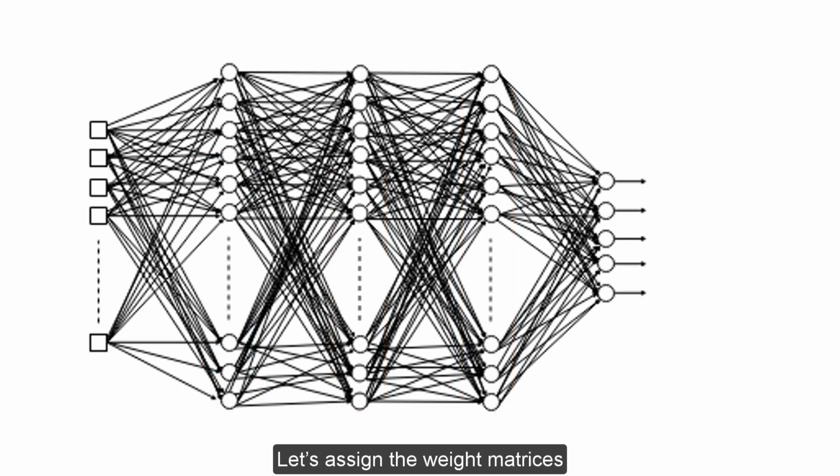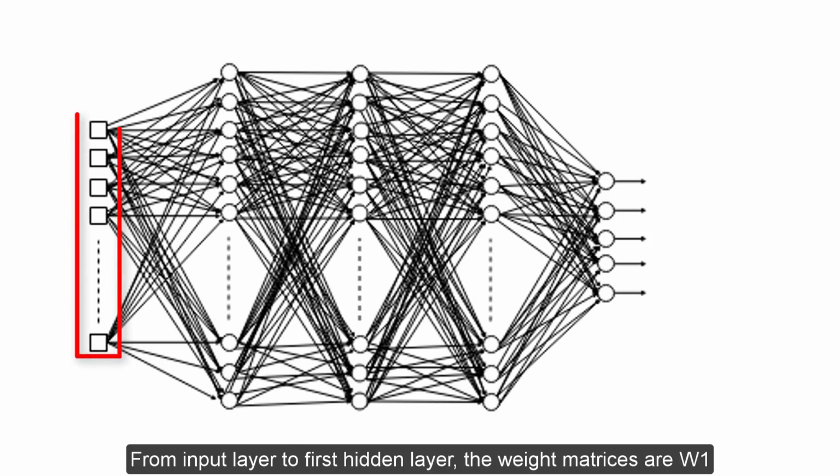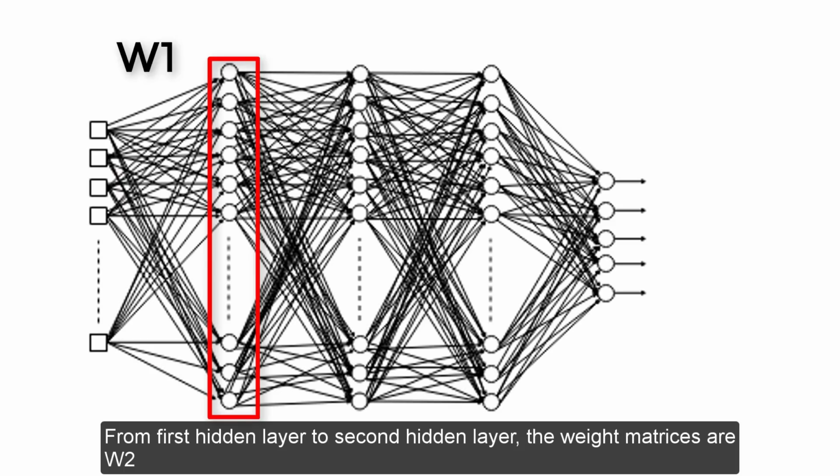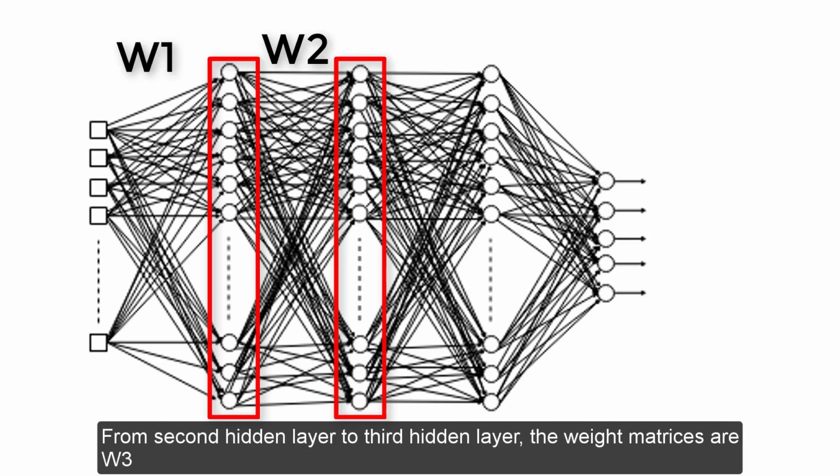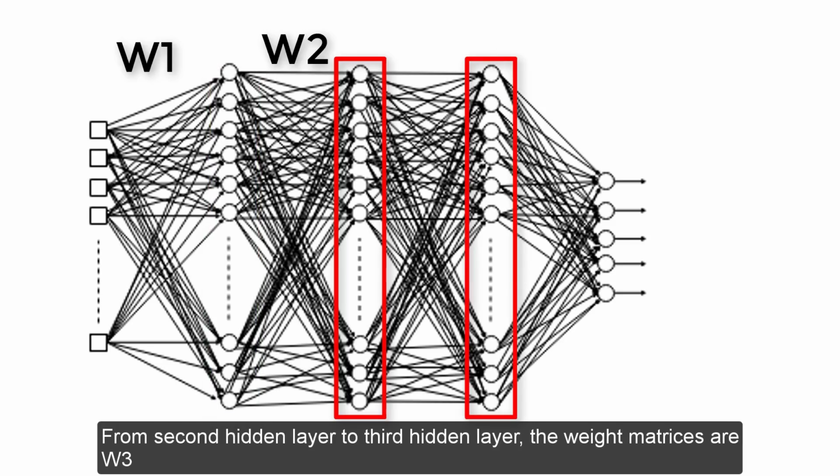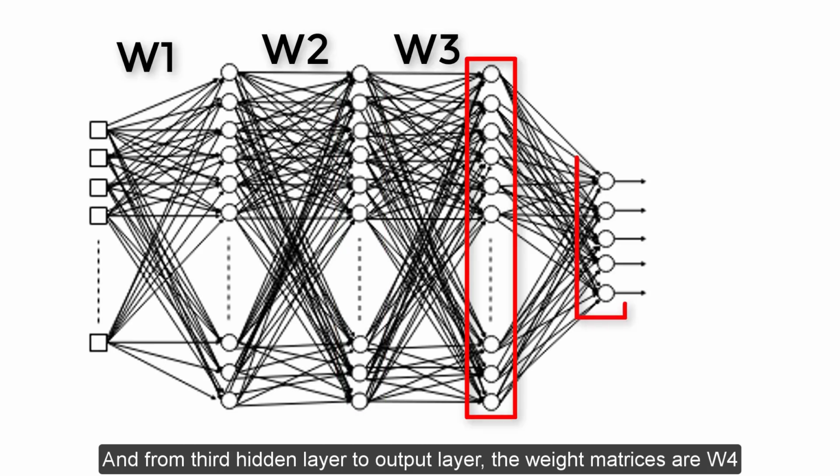Let's assign the weight matrices. From input layer to first hidden layer, the weight matrices are W1. From first hidden layer to second hidden layer, the weight matrices are W2. From second hidden layer to third hidden layer, the weight matrices are W3. And from third hidden layer to output layer, the weight matrices are W4.